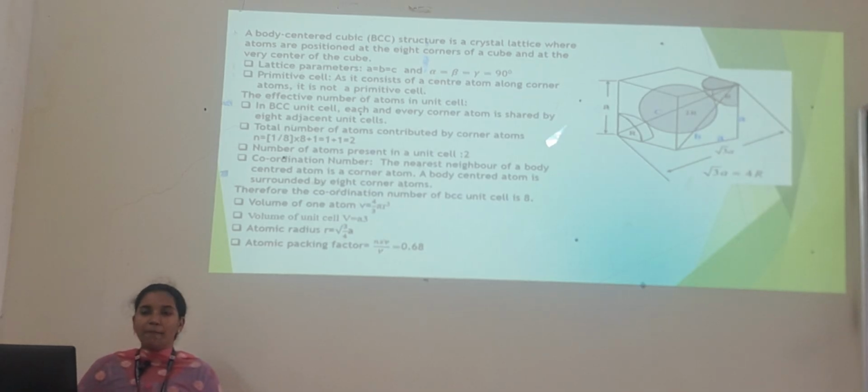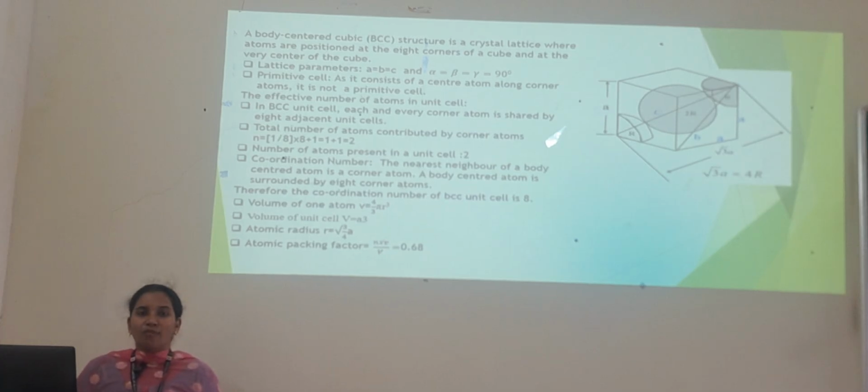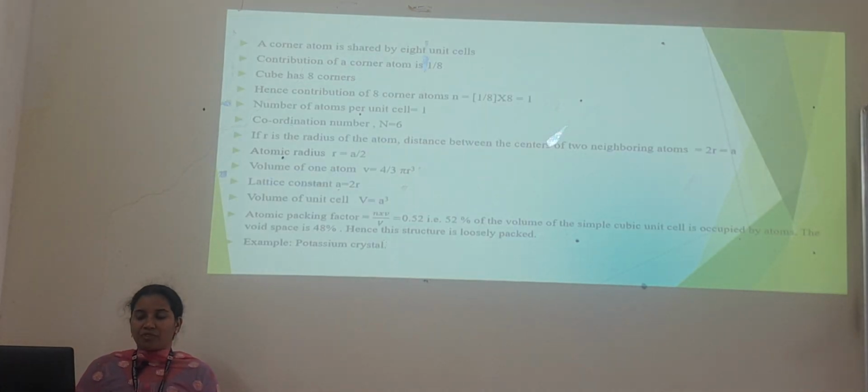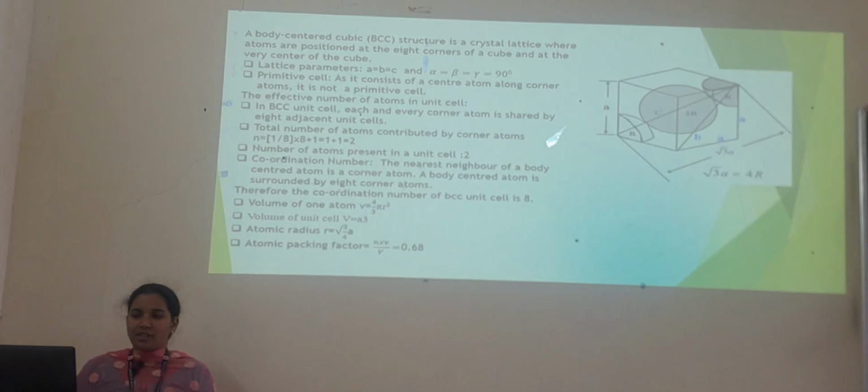The volume of one atom in the BCC structure V is equal to 4 by 3 pi r cube. The volume of one unit cell V is equal to a cube. Atomic radius r is equal to root 3 by 4 a. Atomic packing factor is equal to 0.68. So in the previous section, for simple cubic, you can see the atomic packing factor is 52%, and coming to BCC, the atomic packing factor is 68%, that is 0.68.